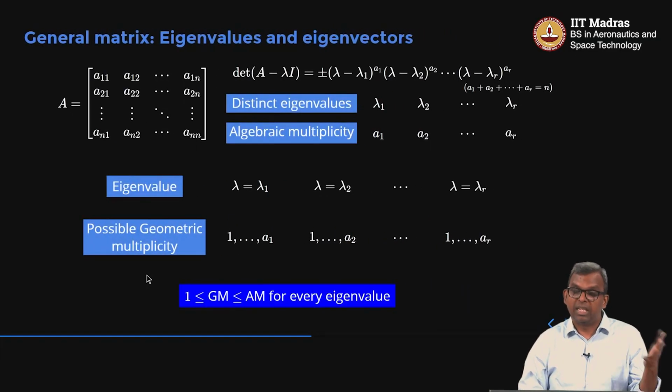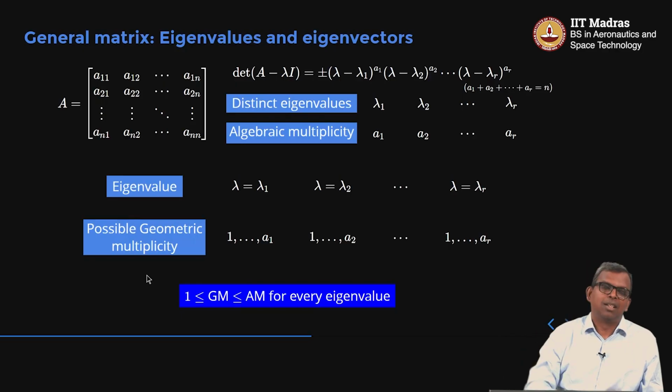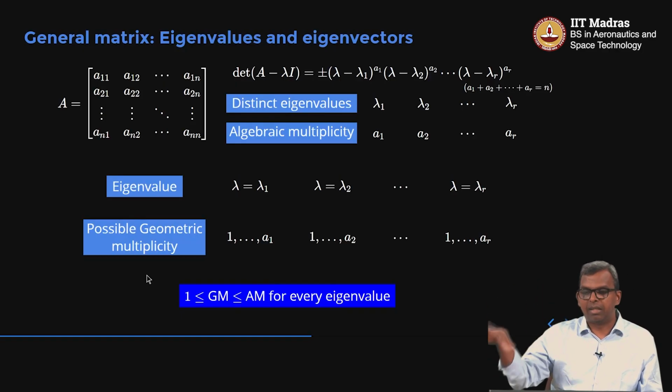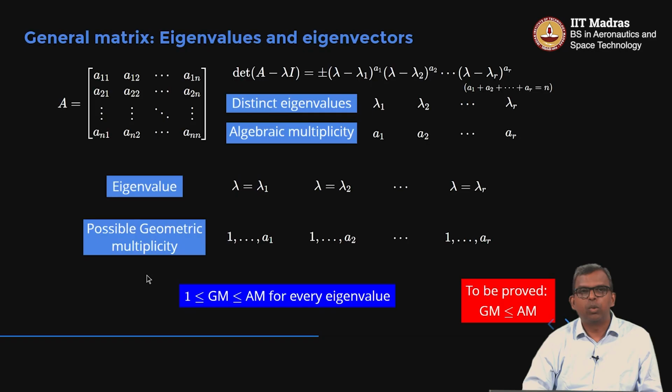Okay. So, previously I showed it only in the triangular case, but even if you take a general matrix, you define the general characteristic polynomial, factor it using a computer, find the algebraic multiplicities and write them down. Guess what? The geometric multiplicities are between 1 and the corresponding algebraic multiplicities. Okay. So, we have to prove it, and this will be proved in a later lecture.